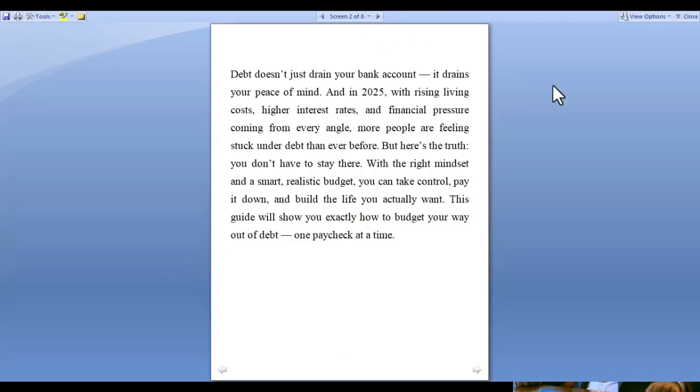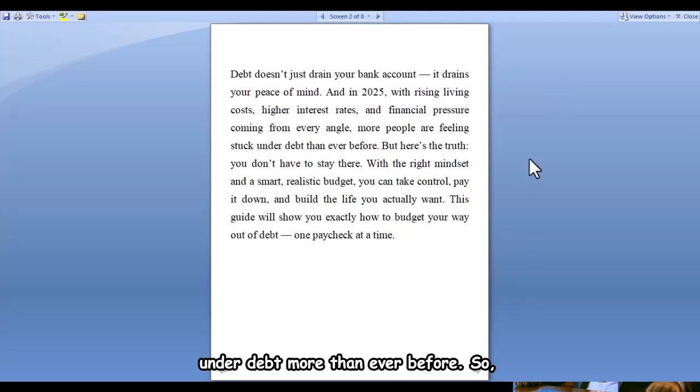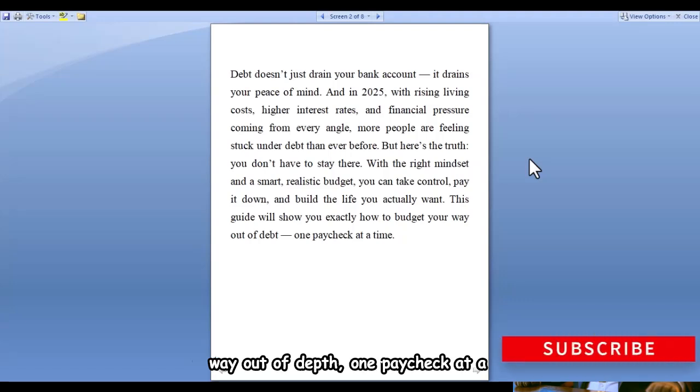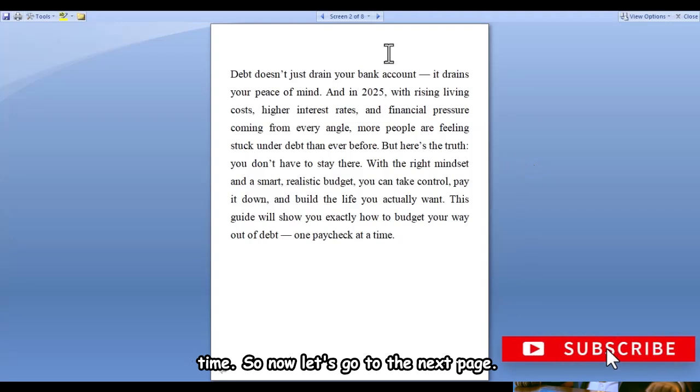The next page here says, debt doesn't just drain your bank account, it drains your peace of mind. And in 2025, with rising living costs, higher interest rates, and financial pressure coming from every angle, more people are feeling stuck under debt more than ever before. But here is the truth. You don't have to stay there. With the right mindset and a smart, realistic budget, you can take control, pay it down, and build the life you actually want. So this guide will show you exactly how to budget your way out of debt, one paycheck at a time. So now let's go to the next page.